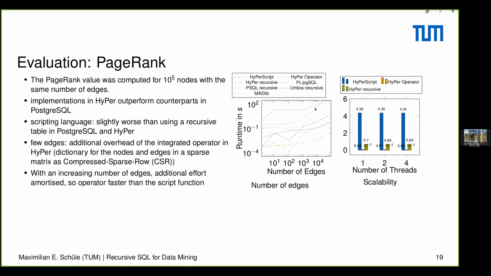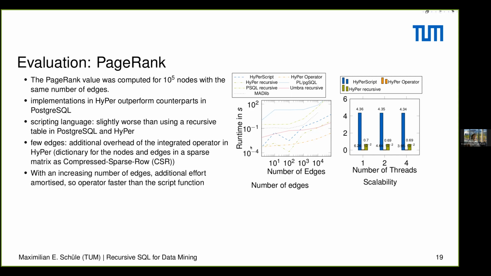The reason for this is that PostgreSQL is slower than our main memory database, but we can see that recursive computation in PostgreSQL also performs quite well compared to procedural language constructs. And we can also see that the scalability is not that good.